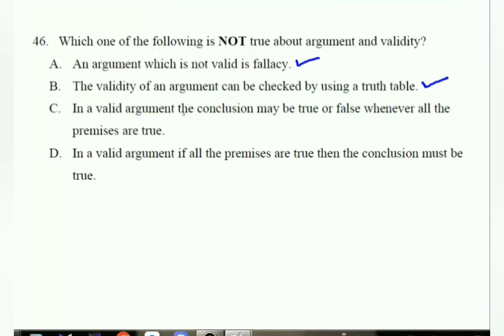In a valid argument, the conclusion may be true or false whenever all the premises are true. This is wrong. In a valid argument, the conclusion must be true, given all the premises are true. Therefore, this is not a correct statement. The last one, in a valid argument, if all the premises are true, then the conclusion must be true. This is also true. Therefore, the answer for this question is C.